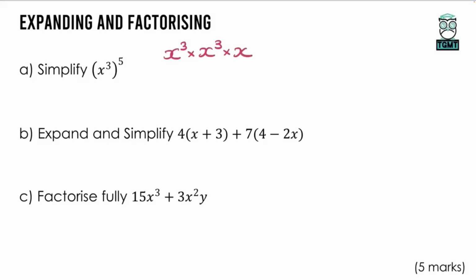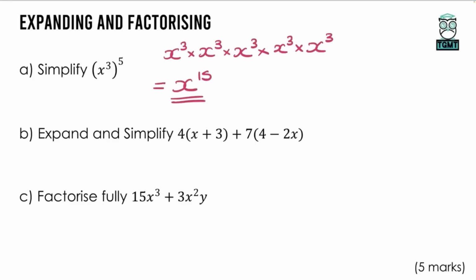Now it would be a long process if every single one of these questions we wanted to rewrite it, but as a fail-safe method, you could write it out 5 times, and then we just add up all those 3's. If you add up 5 3's, that's just the same as doing 5 times 3. So our answer is x to the power of 15.